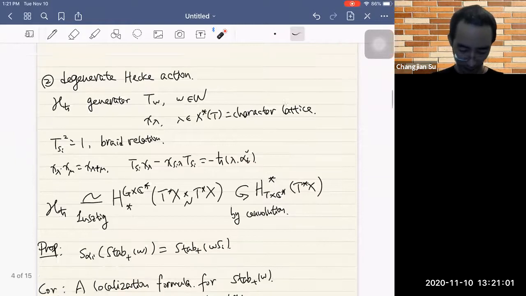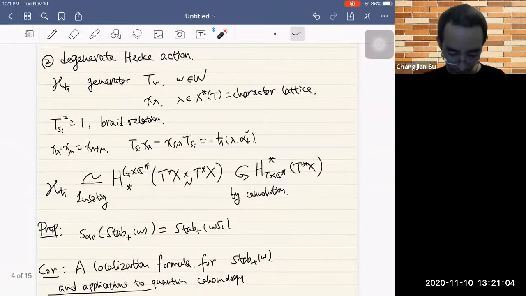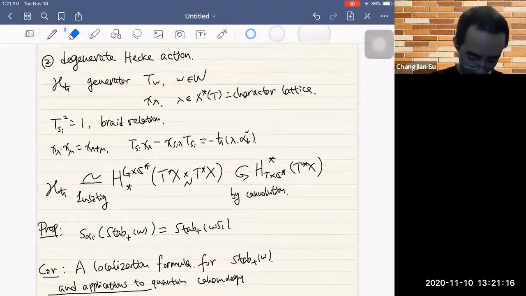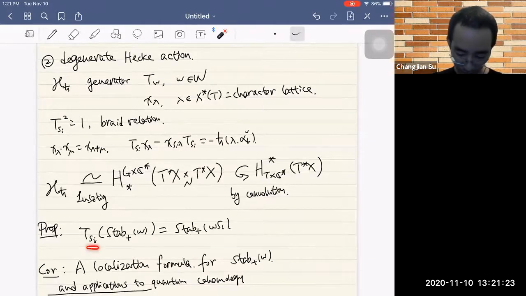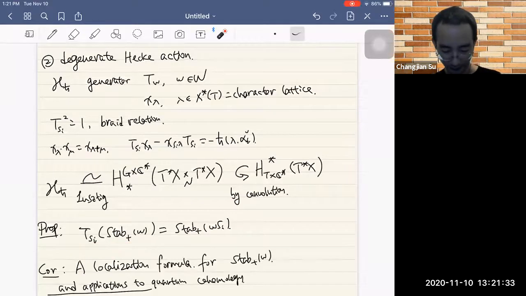So then this gives you an action. The good properties of the stable basis are the following. If you take a simple reflection s_alpha_i, then this should be T_{s_alpha_i}. If you take a simple reflection and consider the corresponding element in this degenerate Hecke algebra, then it acts on the stable basis in a very simple way. You just multiply on the right.